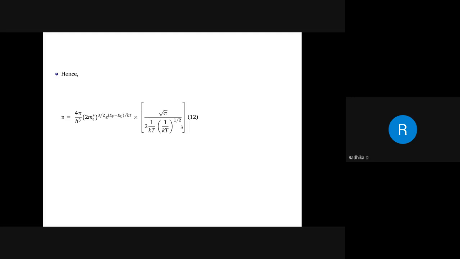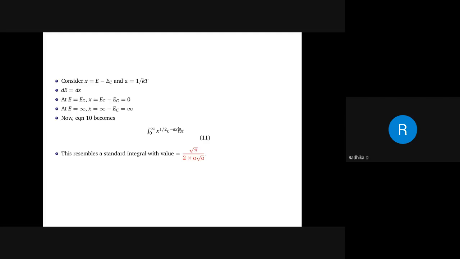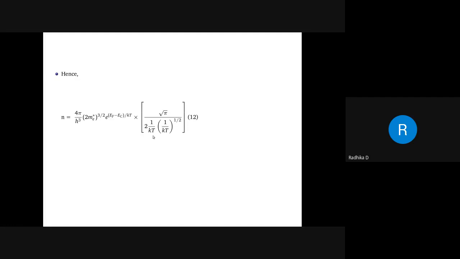Root pi by 2a root a. Replace a with 1 by kt. So root pi by 2 into 1 by kt into 1 by kt to the power of half. Just remember, root pi by 2a root a, and a is 1 by kt. All you are doing next is again rearrangement. So I have 1 by kt into 1 by kt to the power of half. That means 1 by kt to the power of 3 by 2.